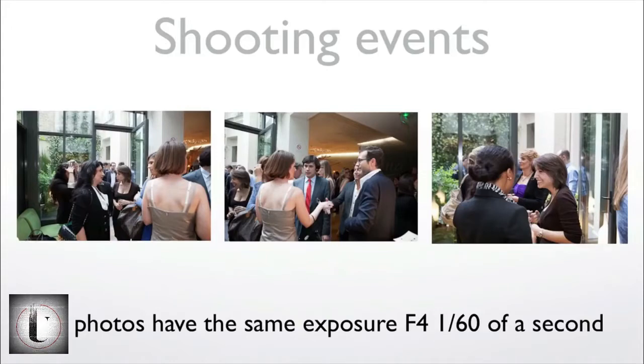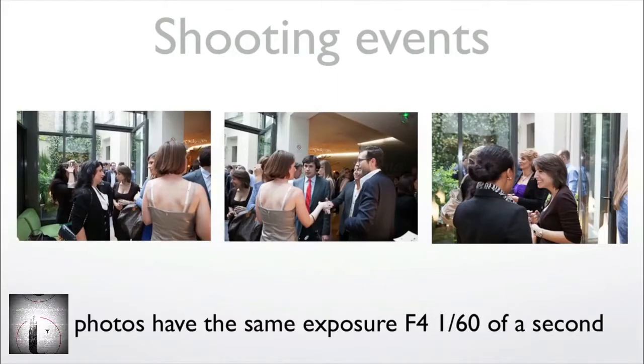This is another example, shooting events. When you shoot an event, this was an event I shot and it had a lot of different light situations, and I wanted all the photos to look the same. So same thing, I went into AV mode at f4, which was the largest I could go actually with the lens I was using at the time.